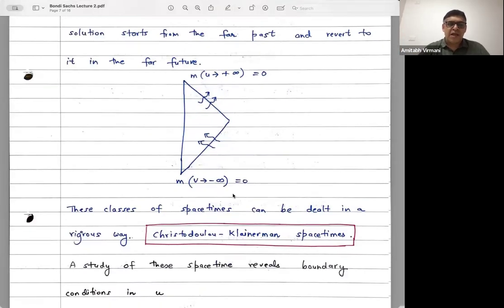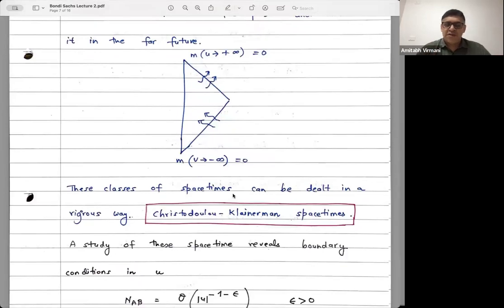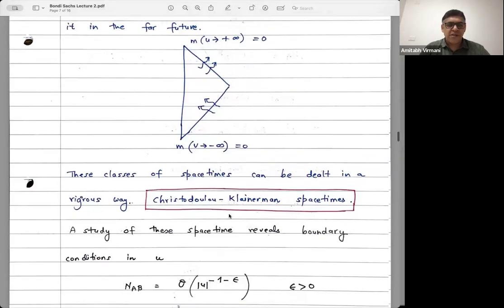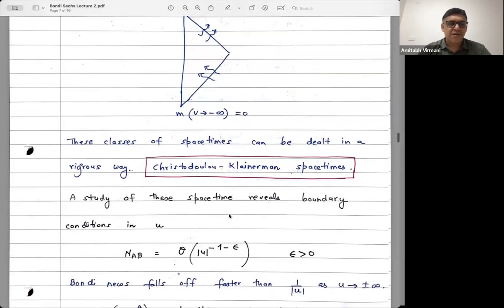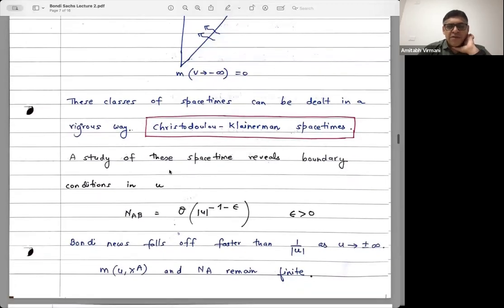These classes of spacetimes have been favorites for mathematically minded relativists, and they can be dealt with in a very rigorous way. These are called Christodoulou-Klainerman spacetimes. Okay, so these are very popular in the mathematical GR literature, and you will see why they are popular in the physics literature in a moment, just 3 lines below. A study of these spacetimes reveals that the following boundary conditions in U are satisfied by this class of spacetimes. This is the analysis done by these mathematicians.